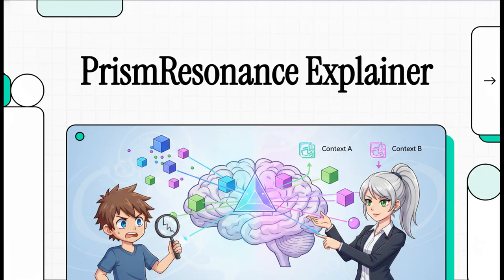Welcome to this explainer. Today, we're unpacking the mechanics of something called prism resonance. Specifically, we're going to explore how this totally fascinating tool solves a very real and honestly very frustrating problem in standard RAG systems, that is, retrieval augmented generation. We're talking about the huge issue of shifting operational context.